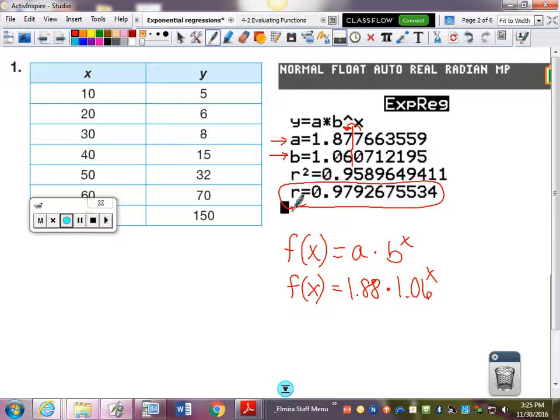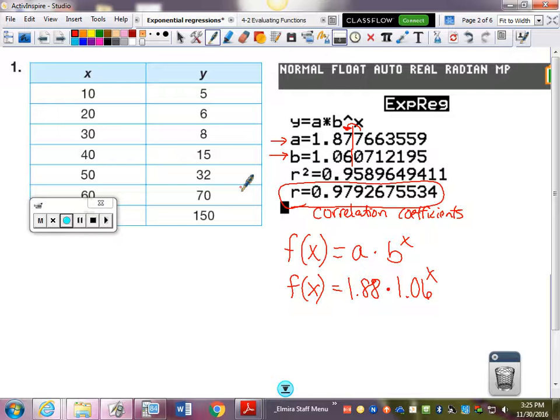This r, remember, represents the correlation coefficient, and it just wants you to look at it and say, oh, gee, how close to 1 is this number, or -1 if it were negative. And 0.979, gosh, that's very close to 1. So that would mean that this data follows an exponential model very closely.